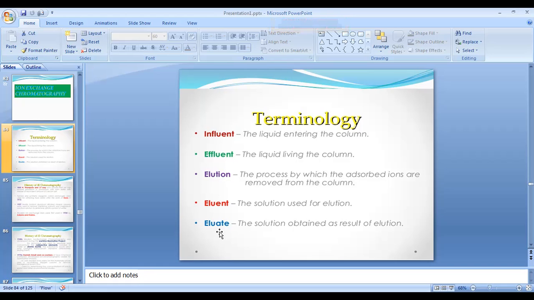Eluate means whatever substance or ions are removed from the column; that is known as eluate. The solution obtained as a result of elution, meaning whatever solution we receive from the column, is known as eluate. So: elution, eluent, eluate.